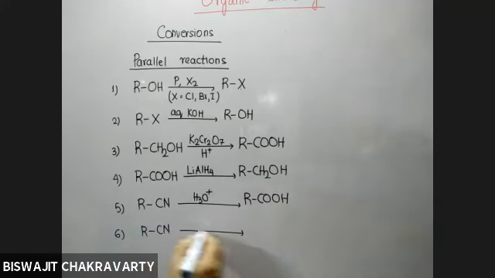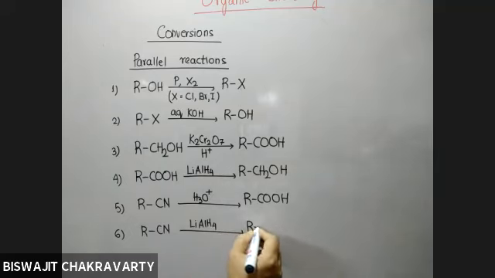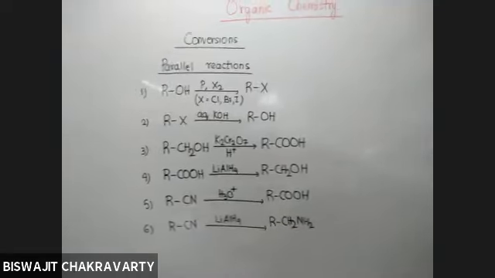When alkane nitriles are treated with lithium aluminium hydride. What is lithium aluminium hydride? What is the nature of lithium aluminium hydride? Just now I told you. Reducing agent. So it will be converted to RCH2NH2 amines. Okay, they are converted to amines.